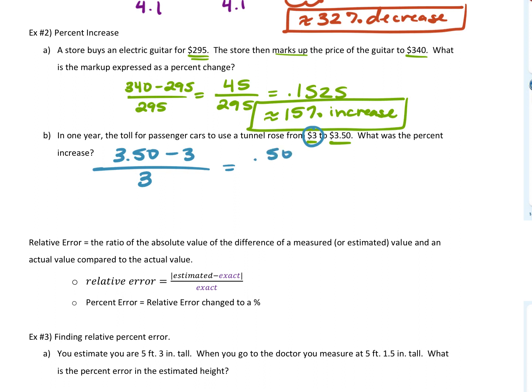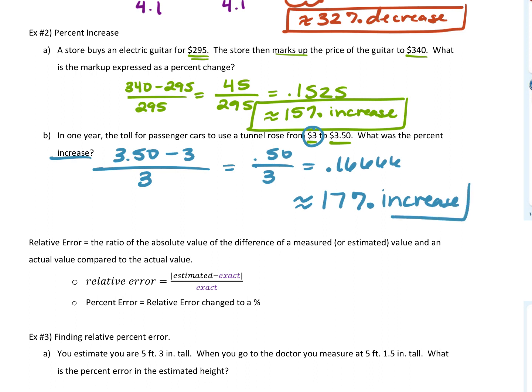So this is going to be 0.50 over 3. So 50 cents divided by 3, or 0.5 divided by 3, comes out to 0.1666, right? So 0.1 with the 6 repeating. So if you round that to a percent, that's about what percent? About 17%, and this was an increase. Okay. Questions on that?